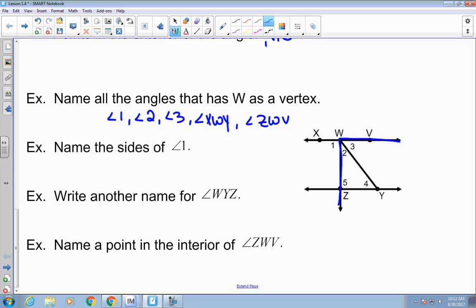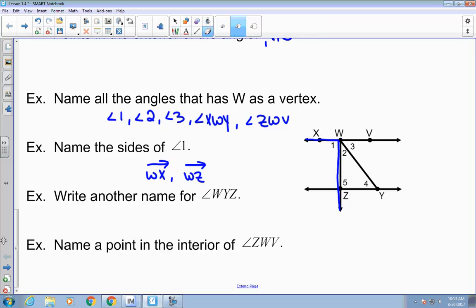Okay. Now let's look at naming the sides of angle 1. Okay, I'm going to highlight angle 1. There is angle 1, and I want the sides of it. Now, what are the sides of the angle? They are the rays, right? So we want to name the side as a ray. So what would the two rays that make up that angle be? Ray WX and ray WZ. Good. WX and WZ. And we named them as rays, starting at the vertex and going out.